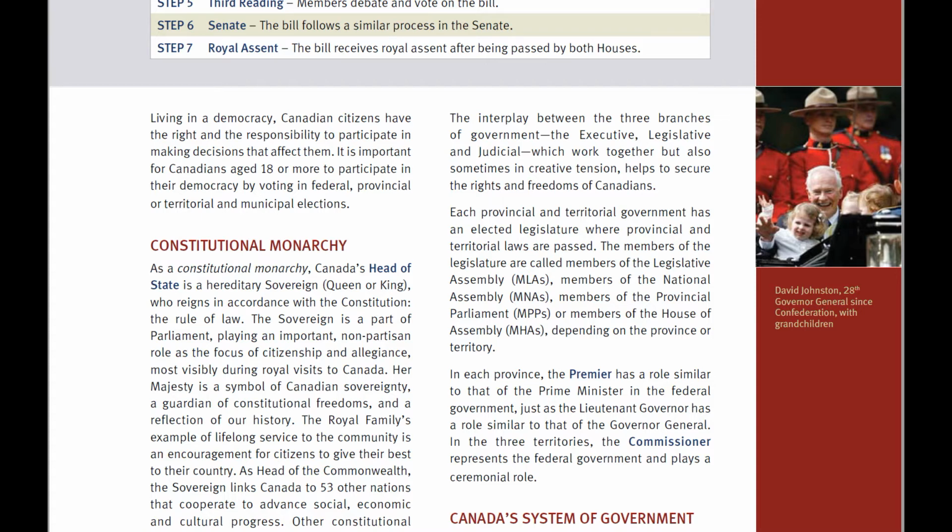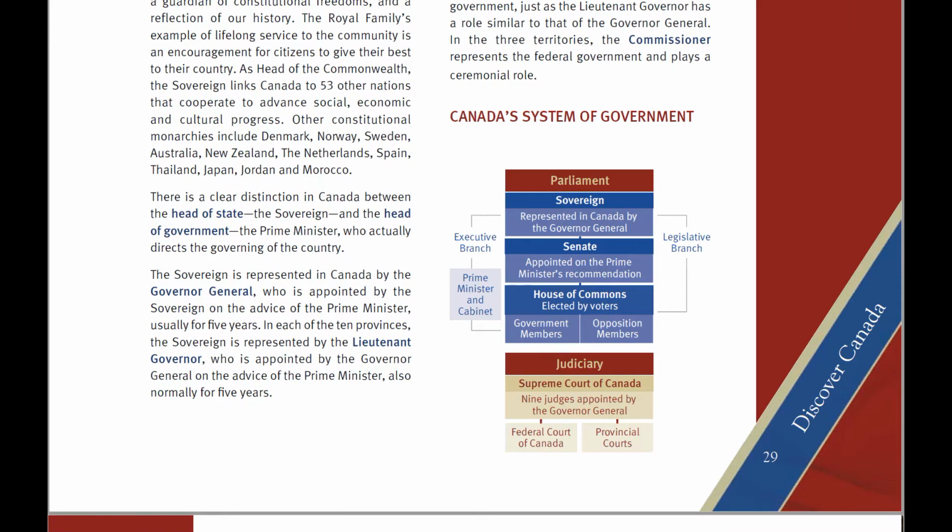Canada's system of government. Parliament is comprised of 3 elements: the Sovereign, who is represented in Canada by the Governor-General, the Senate, which is appointed on the Prime Minister's recommendation, and the House of Commons, which is elected by voters.